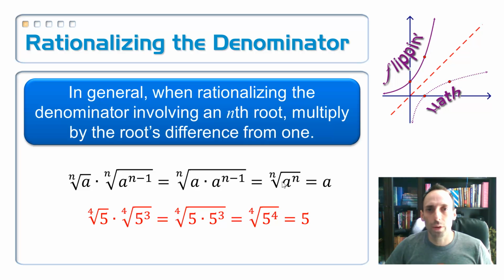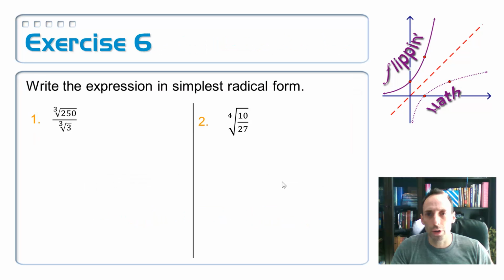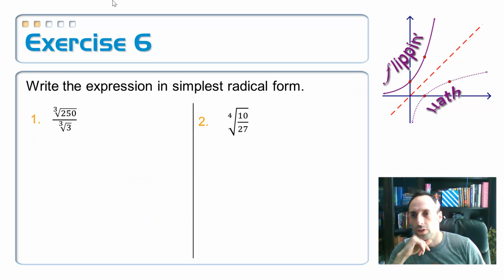So let's look at that with a specific example then, and that's the same thing with the 4th root of 5 times the 4th root of 5 cubed. So those things, that's a difference from 1. Multiplying them together, poof, everything disappears, and I just get 5 back. Okay, so let's practice rationalizing some denominators right here on exercise 6.